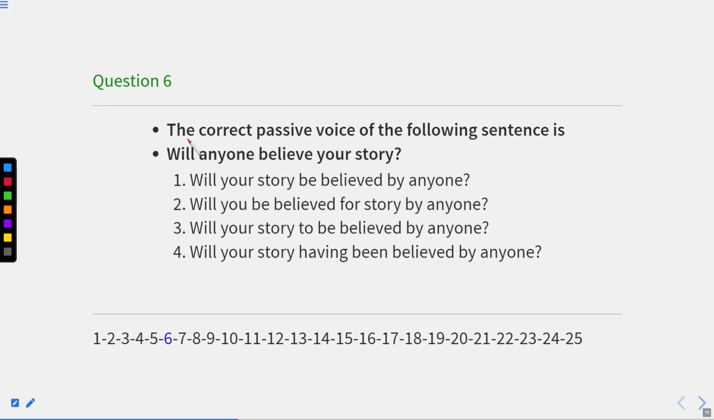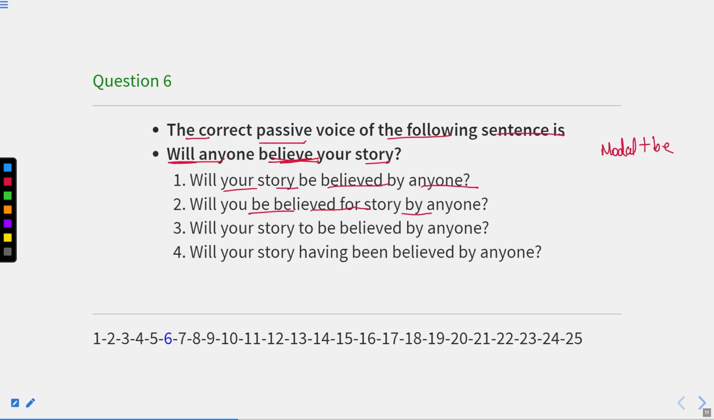Now question number 6: what is the correct passive voice of the following sentence? The question is, will anyone believe your story? Now to convert this into passive voice, we need the modal as it is, and after the modal we should have be and then the verb's third form. Here the verb is believe, so we need believed. So, will your story be believed by anyone?